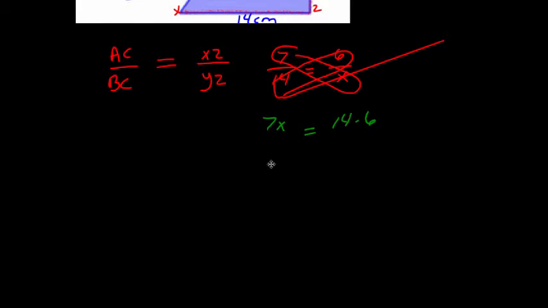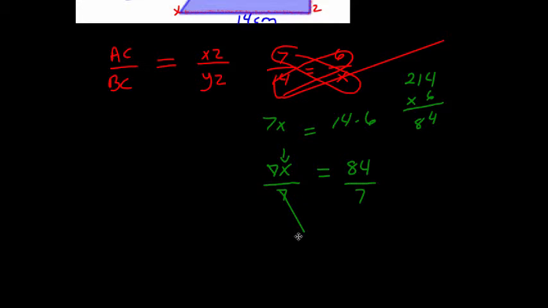I'm going to bring down my 7x because there's no work that I can do with this. And then I need to do 14 times 6. Well, what is 14 times 6? We have 4, we have 2, 6, 7, 8, which is 84. So 7x equals 84. Now what we're going to do next is divide by 7 on both sides. Remember, I'm just trying to get this variable alone. So I divide by 7 on both sides.